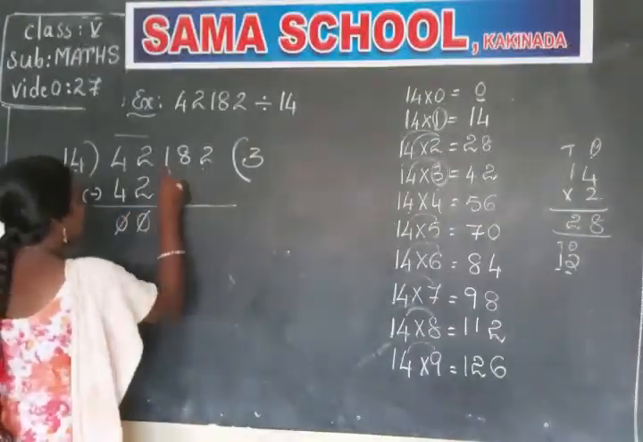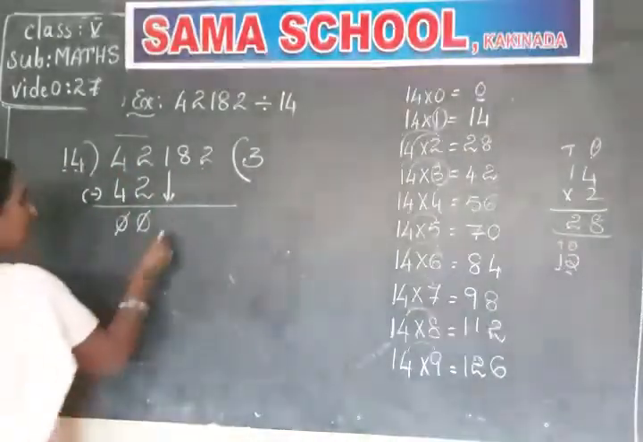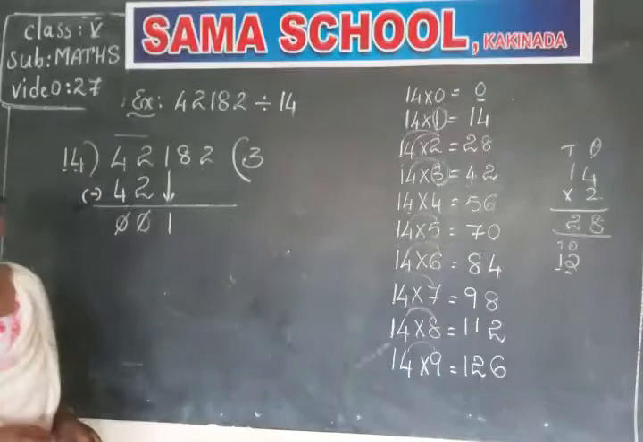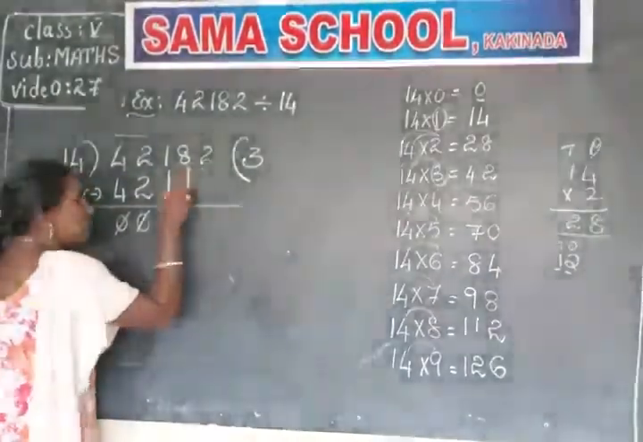Here first we have taken 14 threes are 42. 42 minus 42 is 0. And we have to take the next digit 1. 1 is not there in the 14 table. So we can take the next digit also.